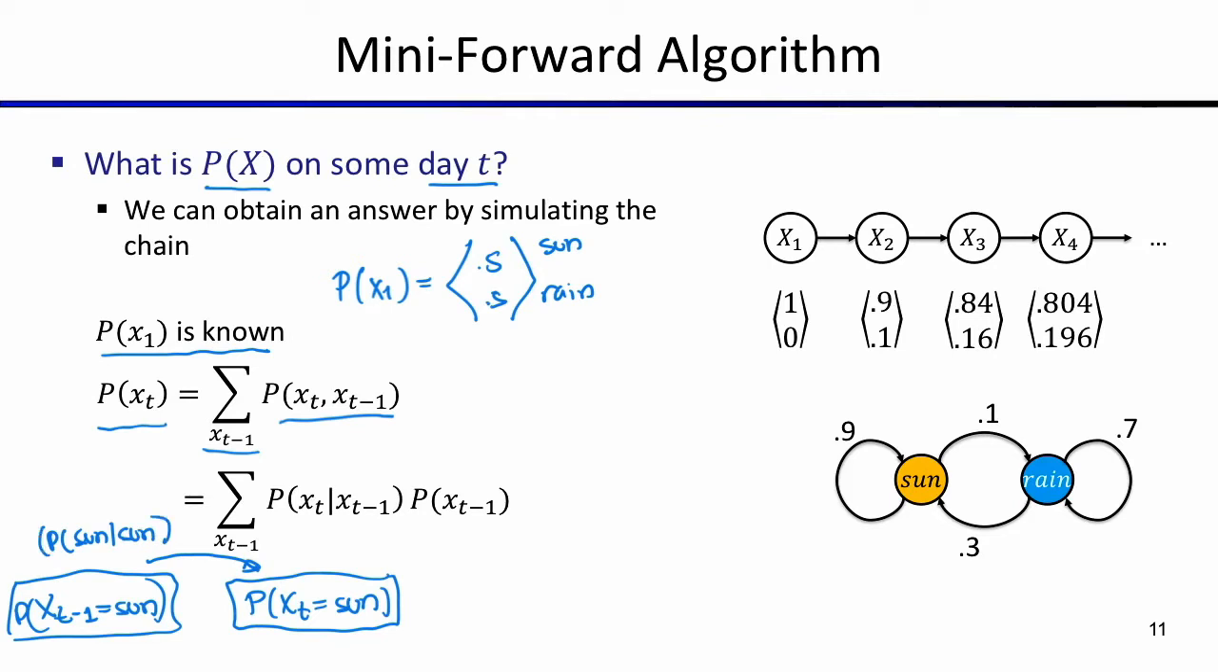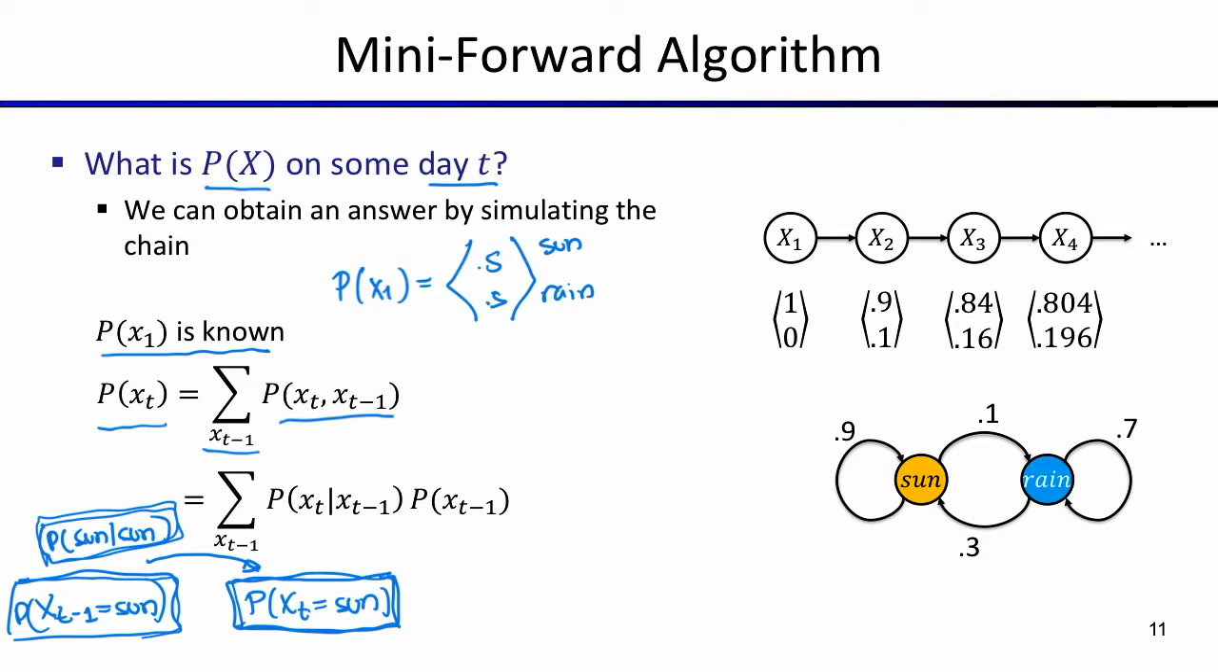right? So basically what I'm saying is that the probability of xt equals sun is going to be the sum of two terms. For the first term, in the previous state, I was already in a sunny day, and I transitioned from a sunny day to a sunny day. So we have this transition here. I will multiply these two terms, and it's going to be my first component.